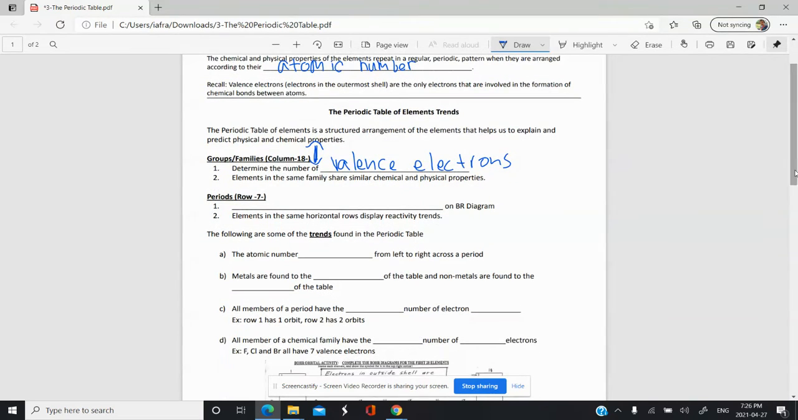Another aspect of the periodic table is the periods. Those are the horizontal rows, so basically going from left to right. What they will tell you is the number of energy levels or shells that an atom has. So in the first period, 1 shell, second period, 2 shells, and so on and so forth.